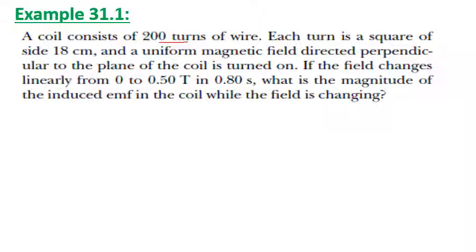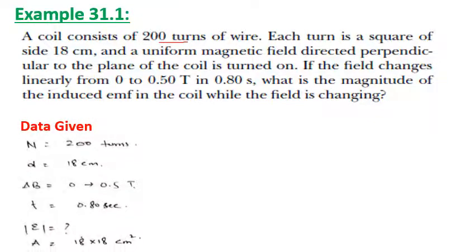multiple of two sides, and a uniform magnetic field directed perpendicular to the plane of the coil is turned on. If the field changes linearly from 0 to 0.5 Tesla in 0.80 seconds, it means that the initial time will be 0. What is the magnitude of the induced EMF in the coil while the field is changing? The given data is number of turns, side, delta B, and time, and we have to find induced EMF, and area will be 18 multiplied by 18 centimeters square.